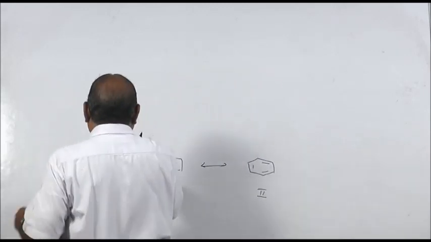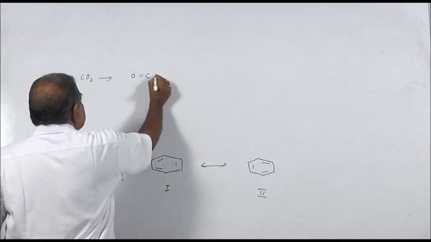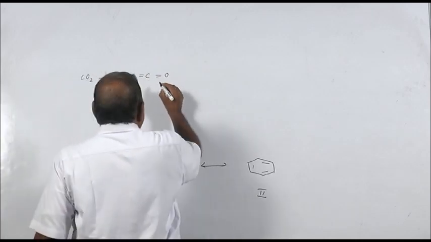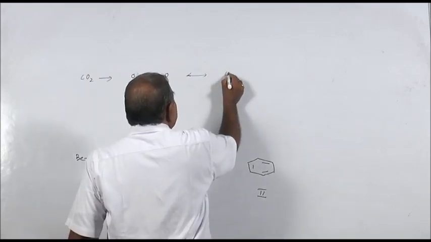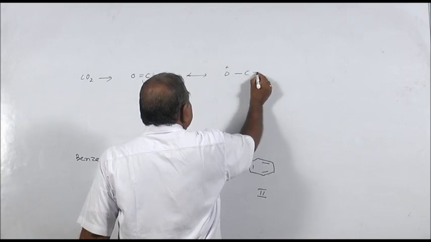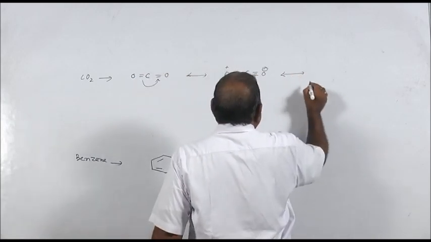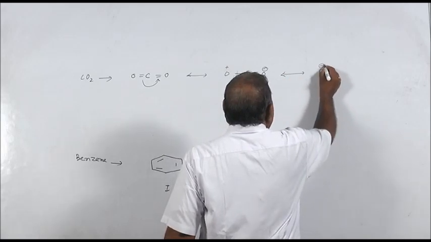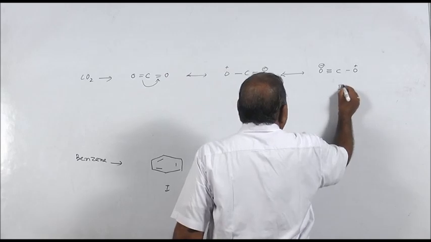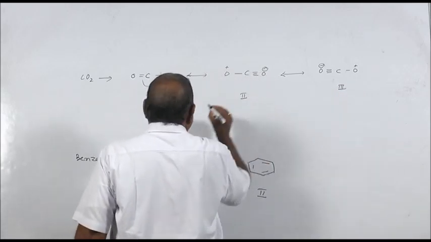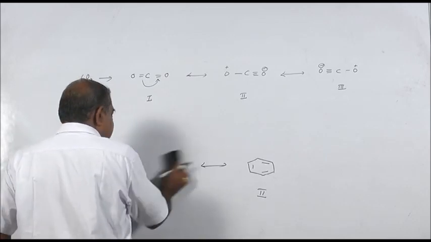If we take another example, say carbon dioxide, in both cases this is a double bond. Electron may shift from one place to another, giving you O plus, minus, or another possible resonating structure may be O minus, plus. So these are the three different resonating structures of carbon dioxide.